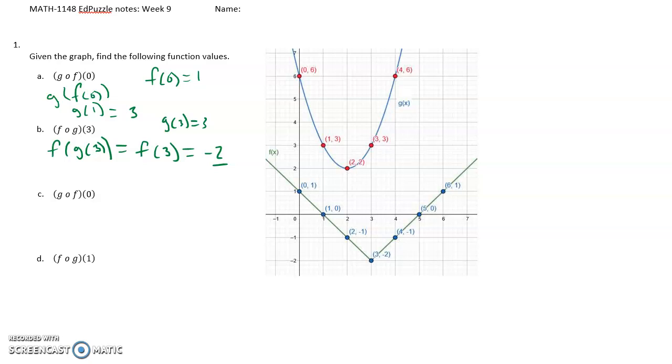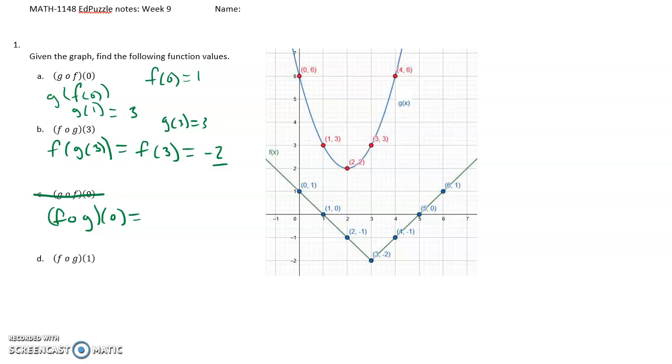G of f of 0, again, I have to work with what's first, so I have to find the f of 0. Ooh, wait, I already did this one. Let's change this. Let's make this f circle g of 0. So we already did this one up here. Let's change this.